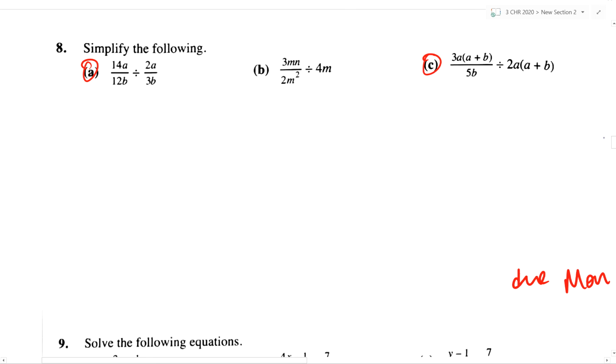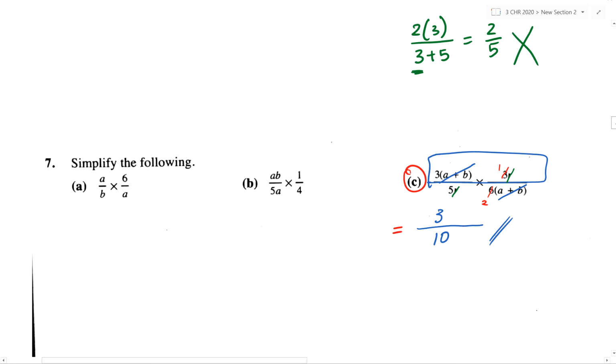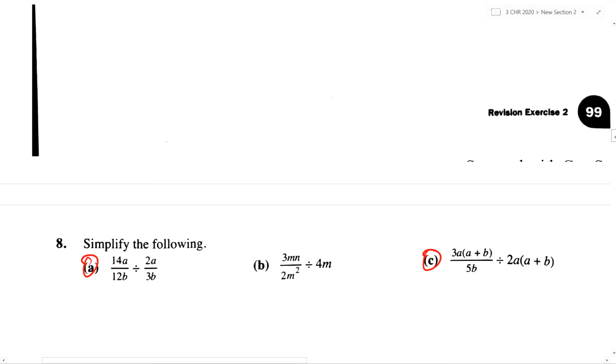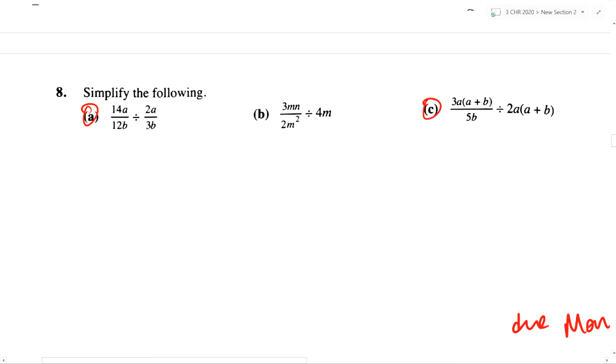Finally, for question 8, this time instead of simply 2 fractions multiplied together, we're going to introduce something which is a division sign. Okay, so I will be going through part C as well as part A. You will be doing part B. So I'll start with the easier one first. Now 14a over 12b divided by 2a over 3b.